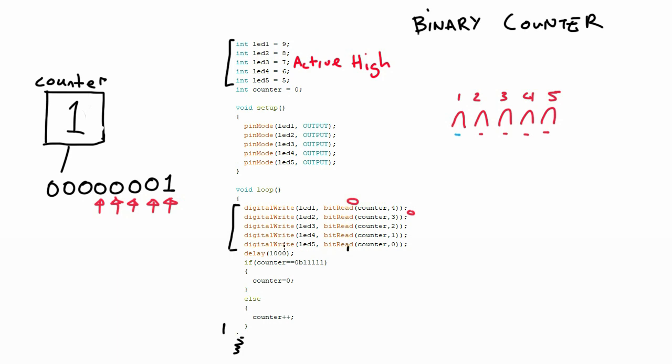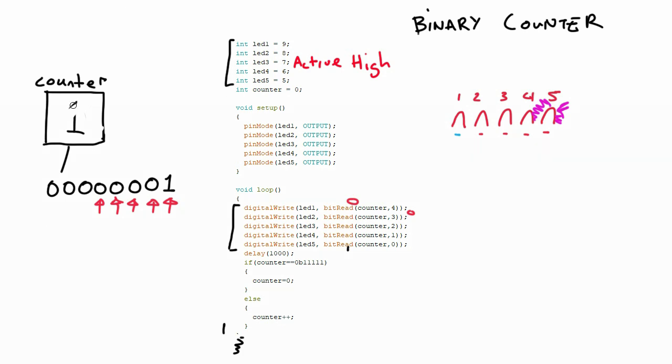So we now have digital write LED 5, 1, and 1 is high. So we now have one of our LEDs glowing. And we can see that it's the same as our counter. So we can see what's happening on our counter in binary on our LEDs. We then delay for 1 second. We check if the counter's full, which it's not. So we go to the else and we increment by 1.